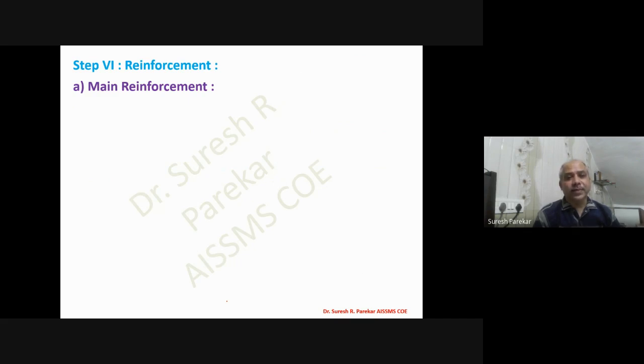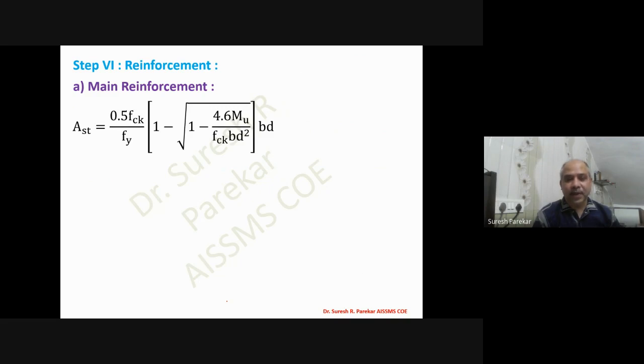As we have a one-way slab, we have bending only along the shorter dimension. So my main reinforcement should be along the shorter direction. Then along the longer direction, we have to provide secondary reinforcement, or shrinkage and temperature reinforcement, over there. So now we have the formula Ast equal to 0.5 fck upon fy into (1 minus root of 1 minus 4.6 Mu upon fck b d square) into b d.